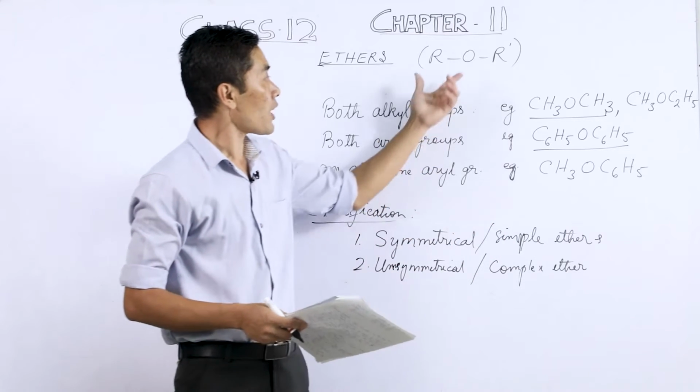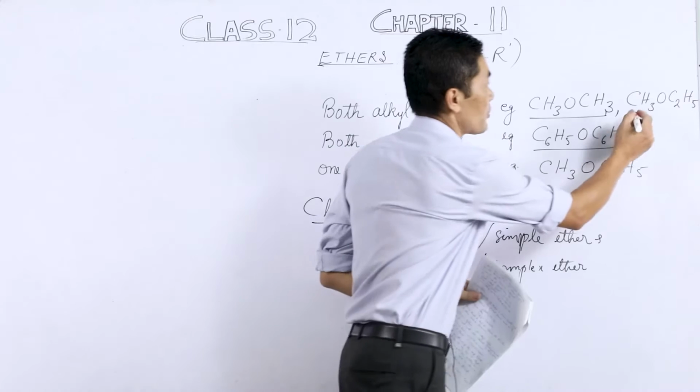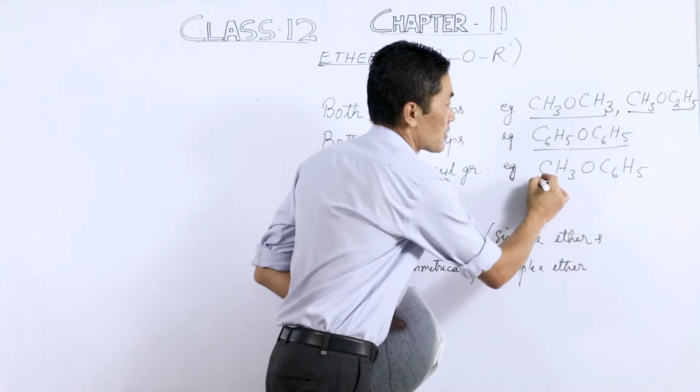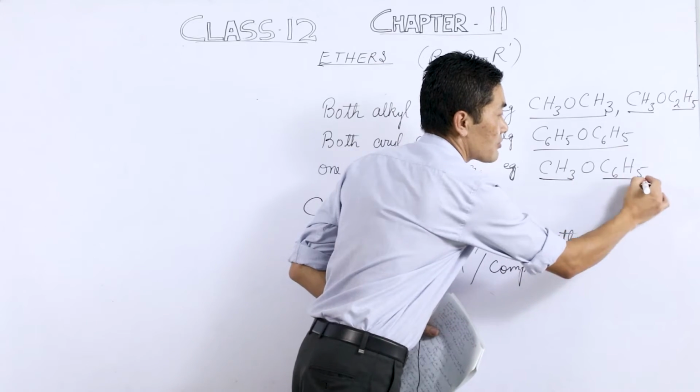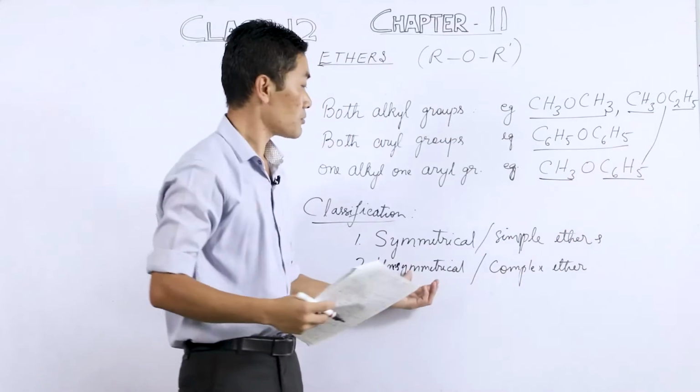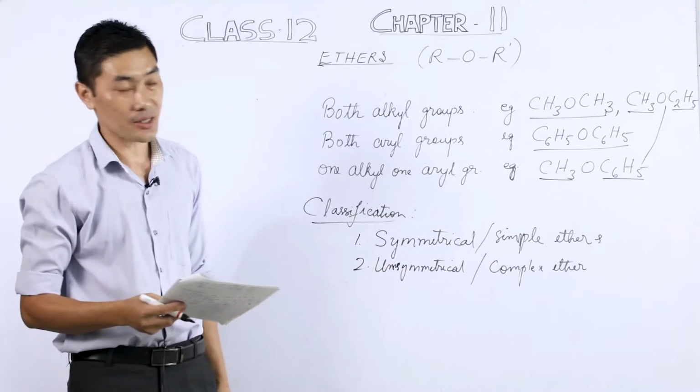So these two come under symmetrical or simple ethers. But if the two R's are different, like here, we have a methyl group and an ethyl group, and here we have methyl and a phenyl group, these two come under unsymmetrical or complex ethers.